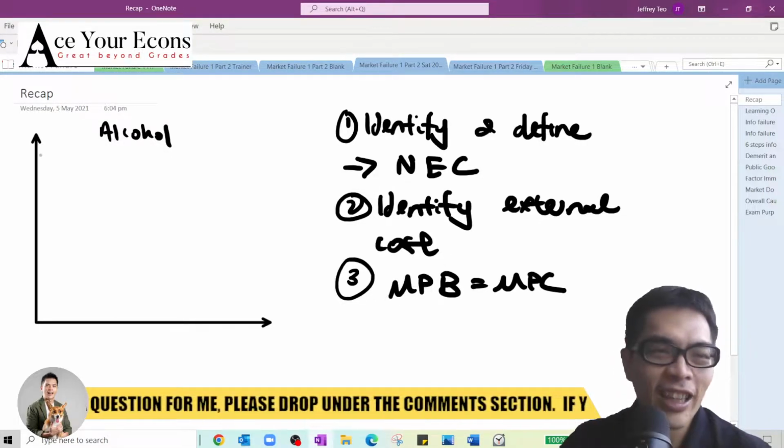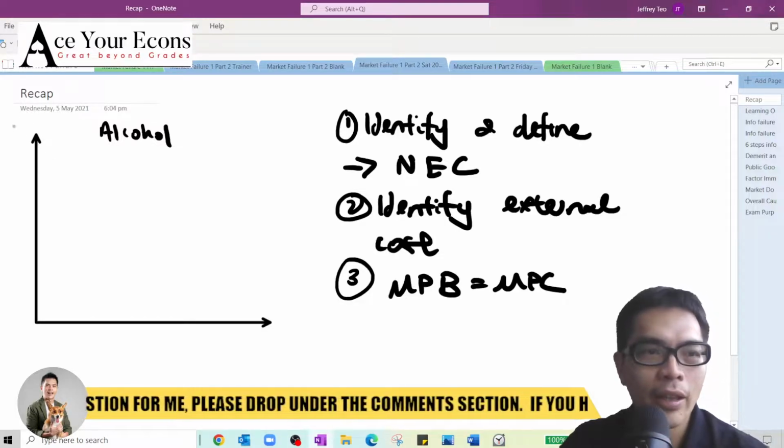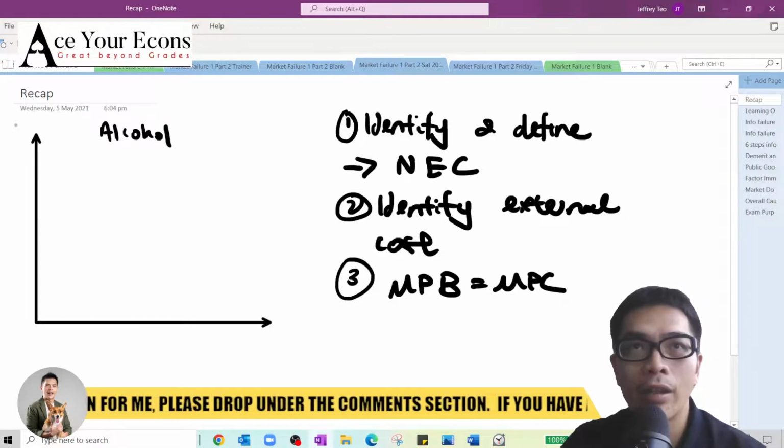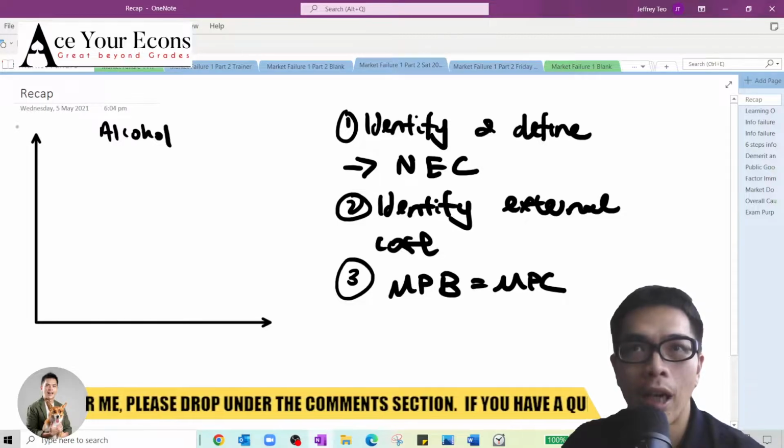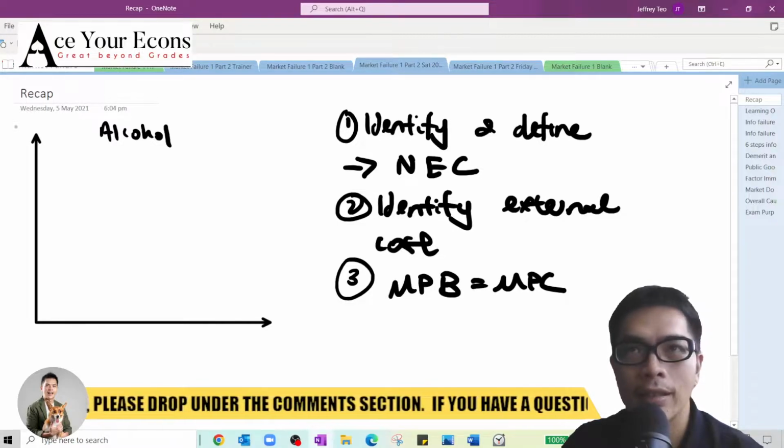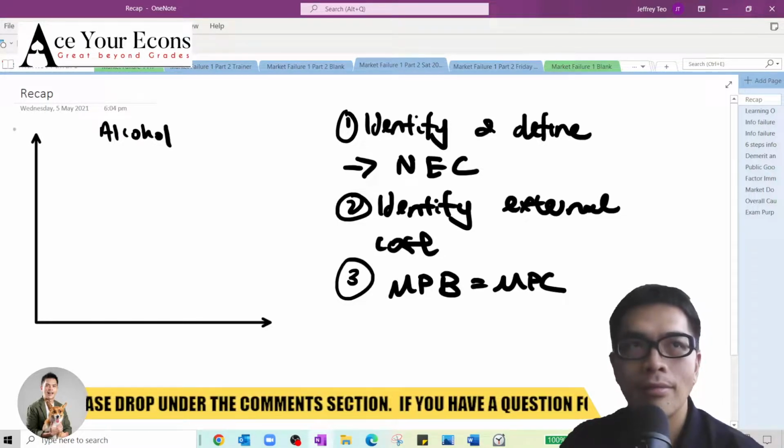Okay, so let's complete this diagram. Y-axis. How do we label the y-axis? A lot of students lose marks on the y-axis. What is the y-axis?